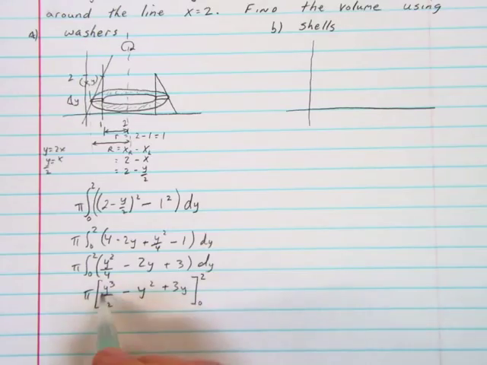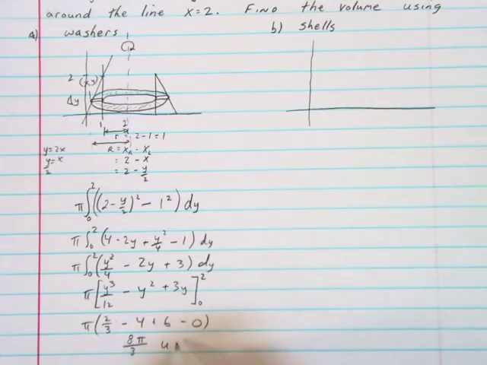So plug in 2, so that'd be 8 over 12, or 2/3, minus 4 plus 6, and then plug in 0. Make sure you've checked that. In this case, it's not a problem. It's just 0. Here we get 2 plus 2/3, which is 8/3. So it's going to be 8 pi over 3. And we're talking about volume, so it's units cubed.